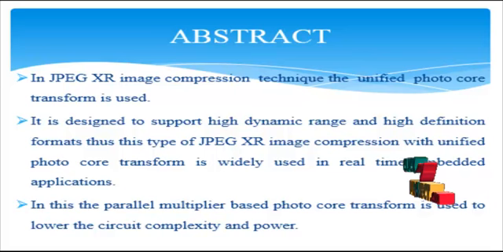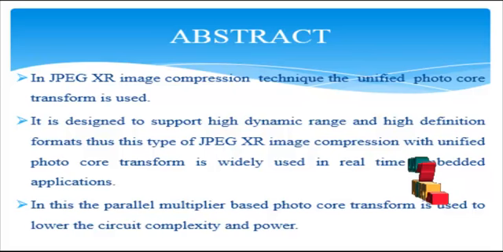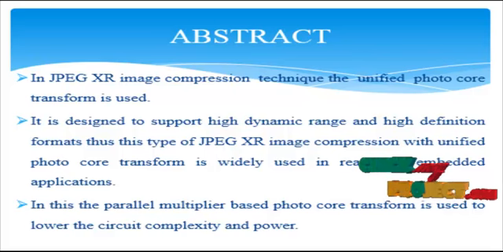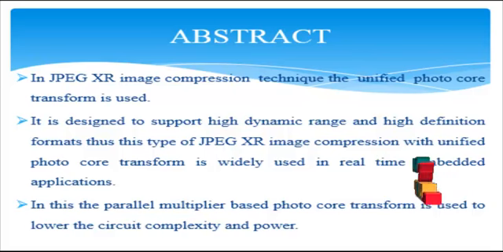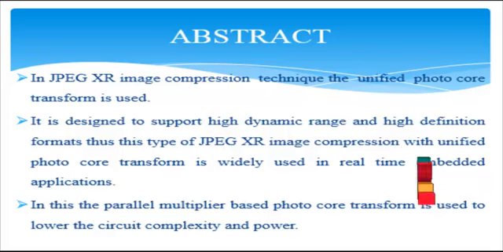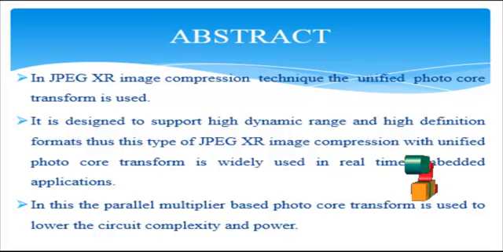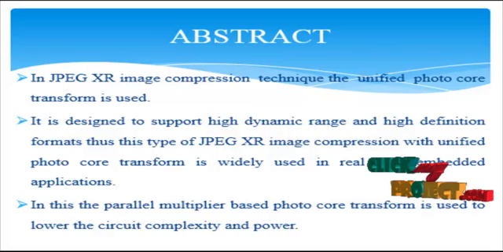Next we see the abstract for the project. JPEG XR, an emerging image coding standard from the JPEG committee, is growing in popularity owing to its high image quality and compression capability while requiring low computational cost. It is designed to support high dynamic range and high definition formats. On the basis of the above observations, it is very suitable for real-time embedded applications, especially digital cameras.